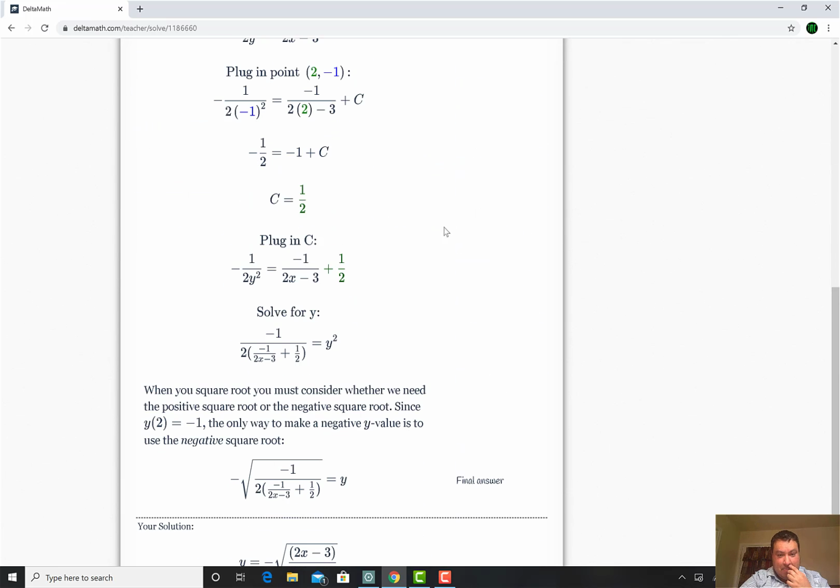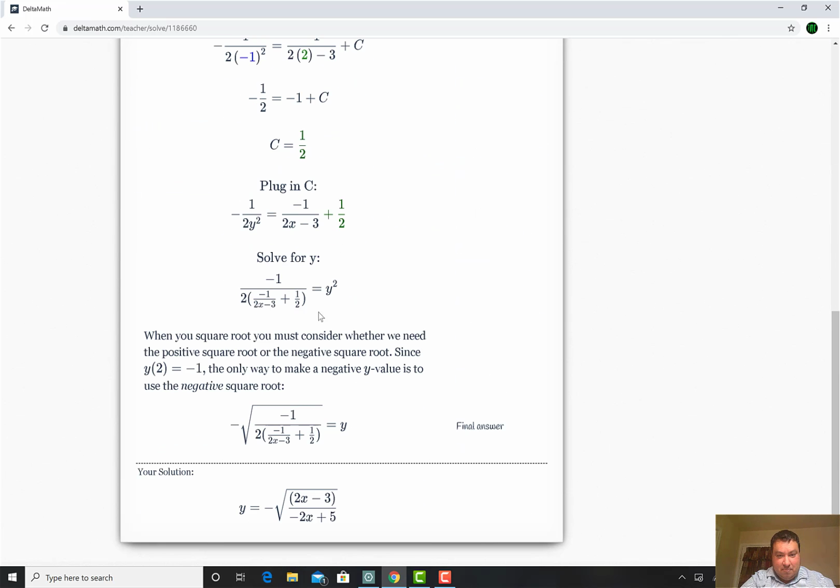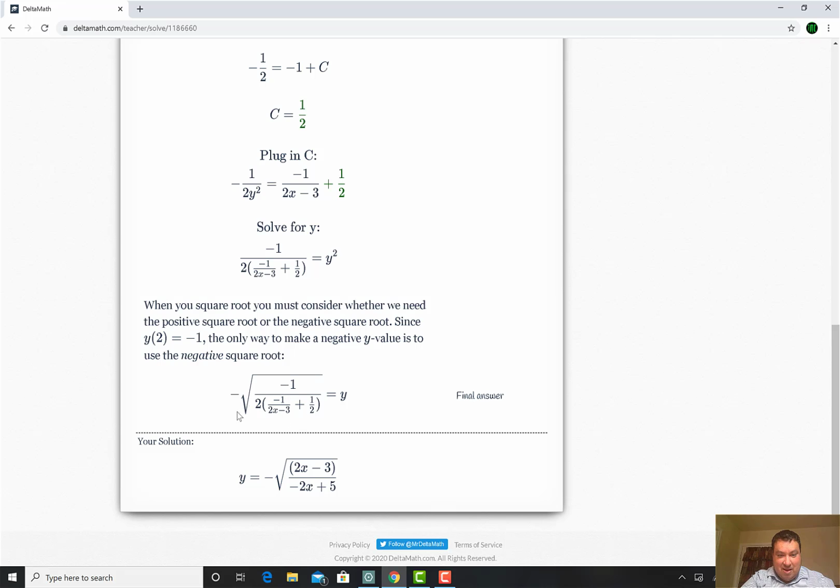Let's see what they had. Yeah, no. They went a different direction. I think ours is way easier. But as you can see, correct math is correct math, so it doesn't matter. As long as your math is correct, you'll be fine.